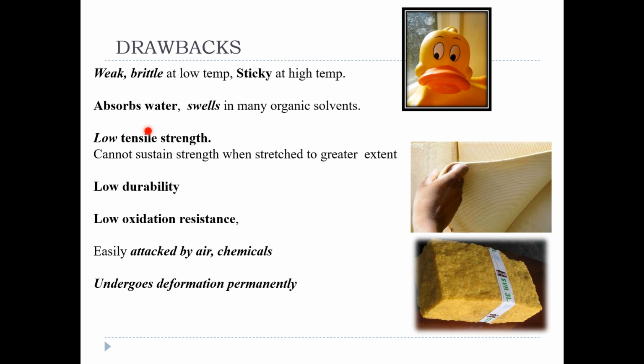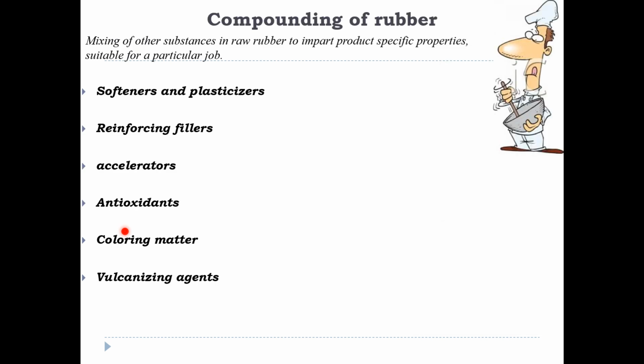It has low strength, it's not that strong, low durability. Oxidation resistance is poor, of course, because of the double bond, it can get easily attacked by chemicals. It can be easily attacked by oxygen. So it undergoes oxidation very easily. So this rubber, we cannot just take it and mold it into something and use it directly. We have to process the natural rubber. So that is called compounding of rubber. Mixing the rubber with different ingredients to improve the properties.